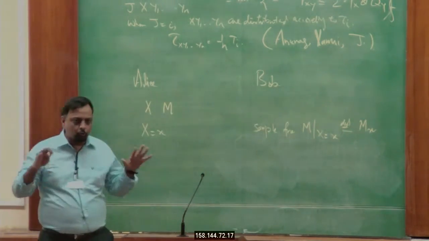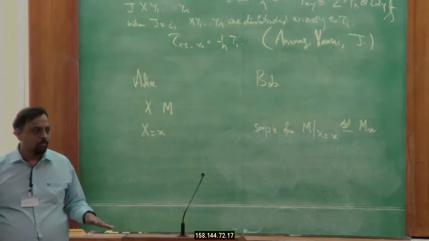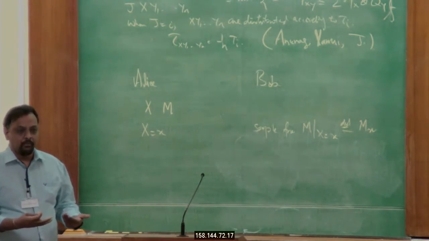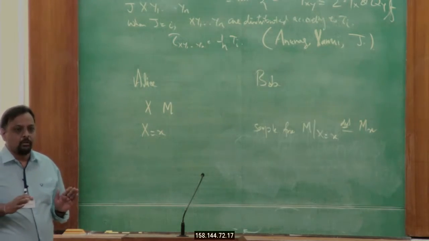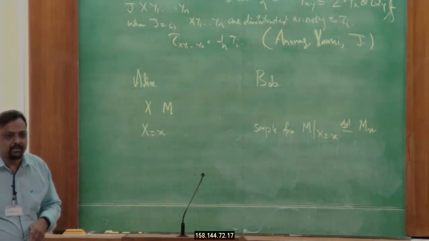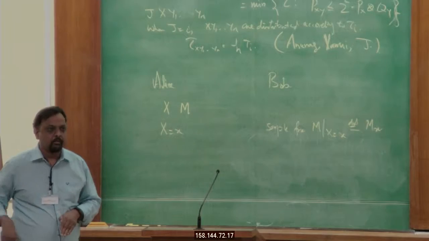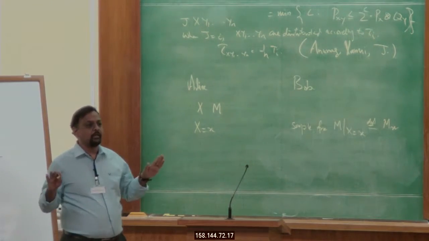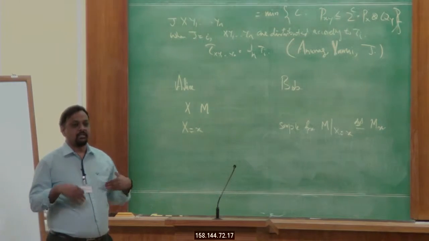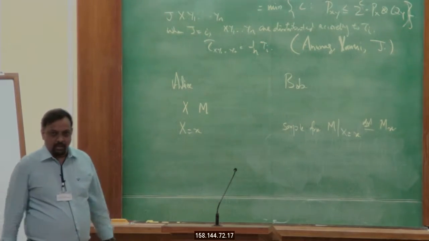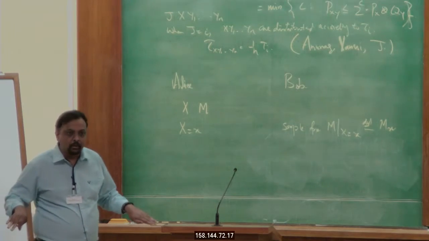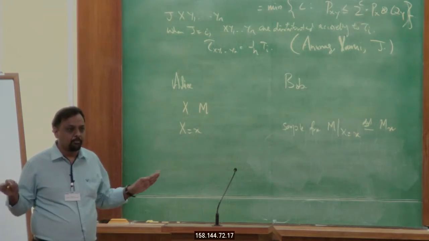Okay, so the only thing that Alice wants to do is, when she has x, she wants Bob to sample from m given x. Maybe she has another sample of m itself, but she doesn't care about that. She doesn't want Bob to have exactly that same m, only to sample from m given x. So for example, if x and m are independent, then there is no communication needed. Bob can simply sample from the marginal distribution.